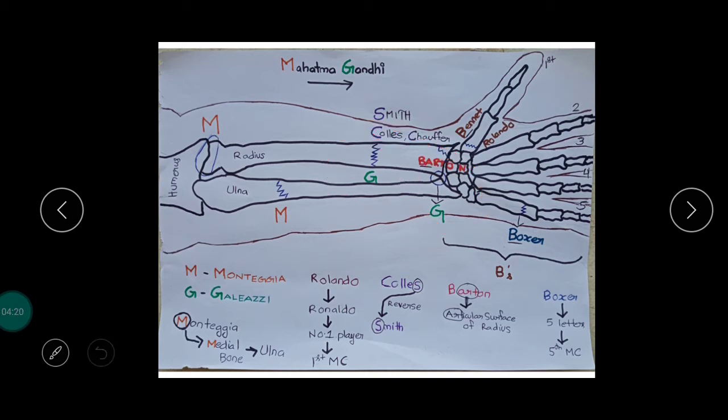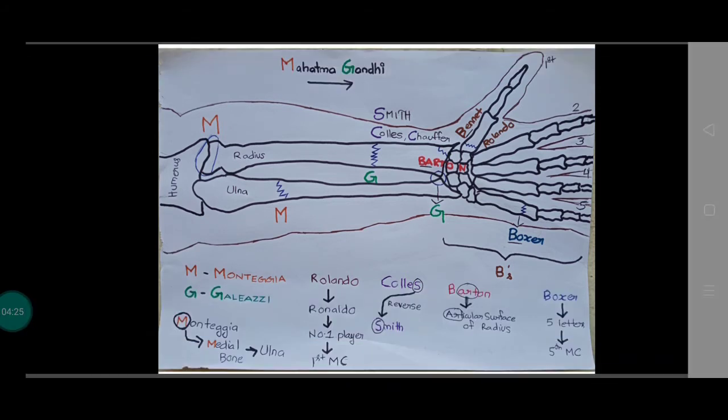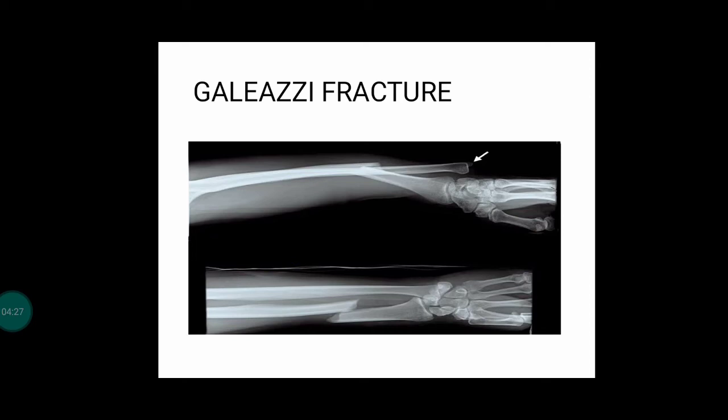Next, before that, I'll show you the X-ray. This is the X-ray of Galeazzi fracture. Like I said, it is a fracture in the distal third of the radius, along with, as you can see in the diagram above, a dislocation of the distal radio-ulnar joint.